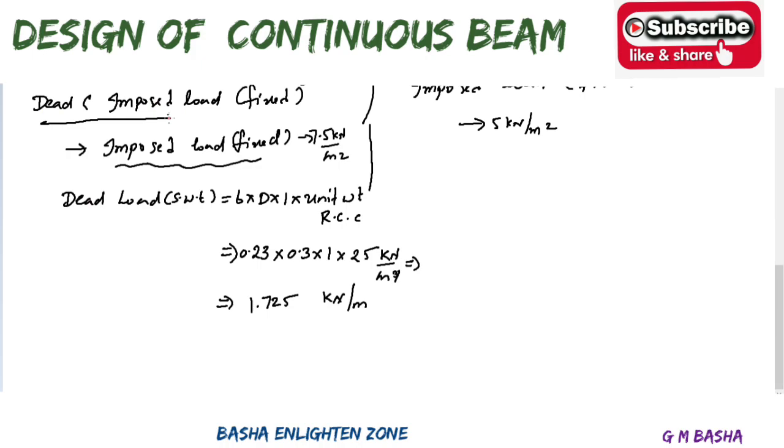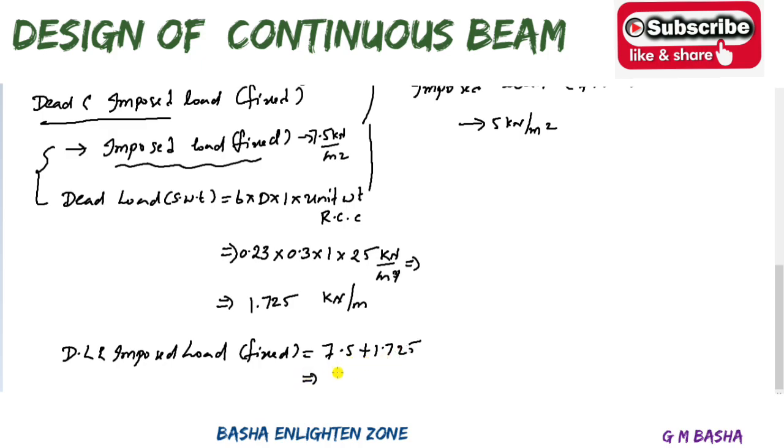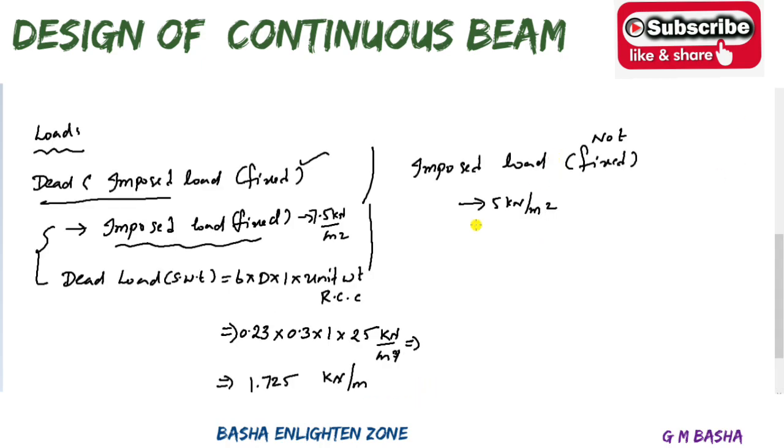So if you understand the logic here, in the code book there will be dead and imposed load. If you add both these two, you will get dead and imposed load only. So therefore I am adding 7.5 and 1.725. So that is both dead load and imposed load, which is fixed. So how much you will get? 7.5 plus 1.725, if you add, you will get around 9.225 kilonewton per meter. And imposed load not fixed will be 5 kilonewton per meter square as usual.